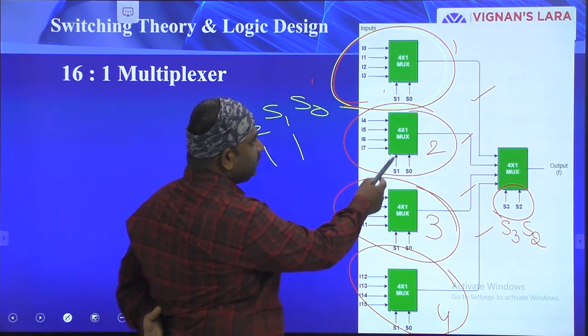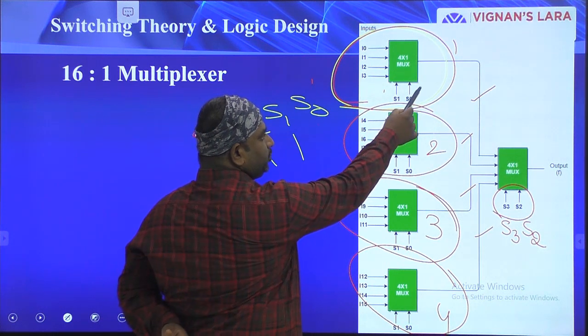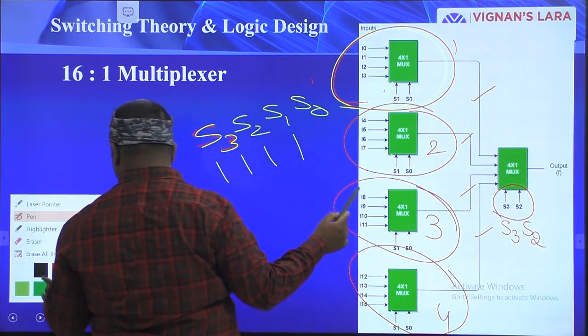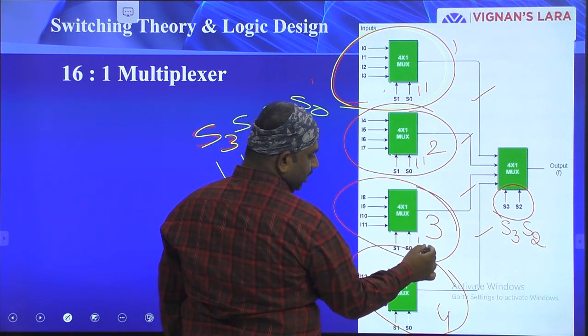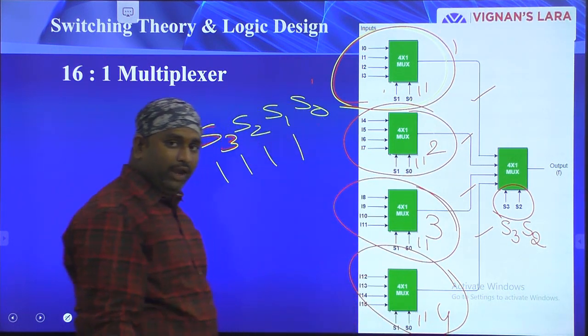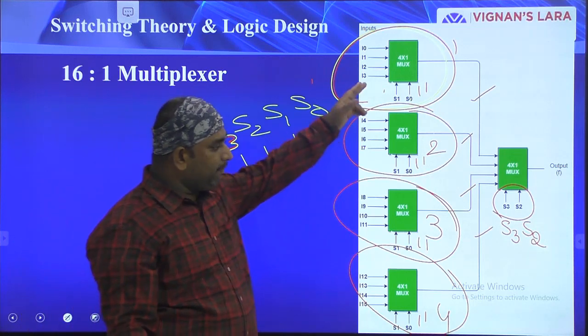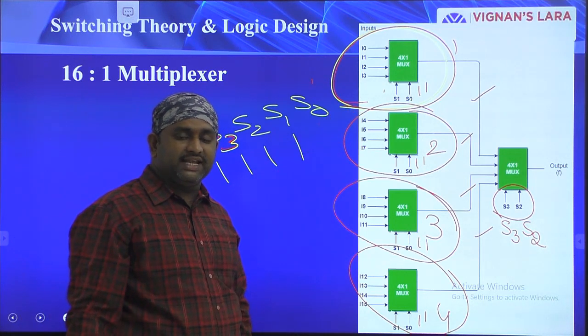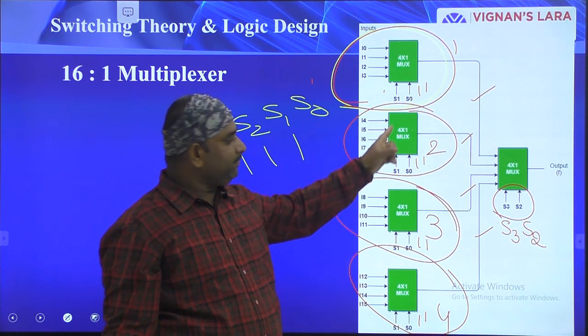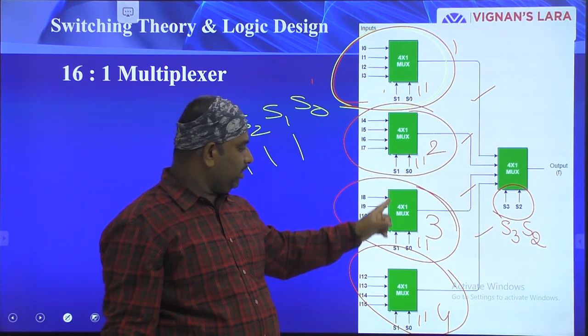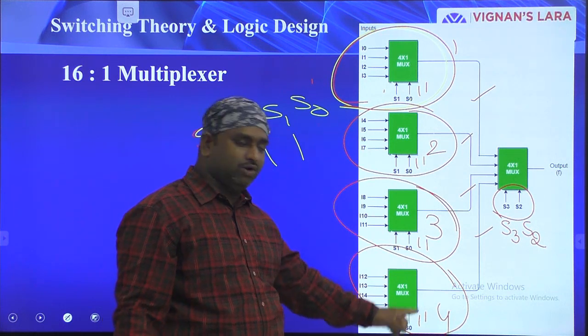Carefully. If you select S1, S0 equal to 1, 1 here, here also 1, 1, here also 1, 1. Why are all the multiplexers selecting the selection lines as 1, 1? Because S1, S0 is available here, here also, and here also.